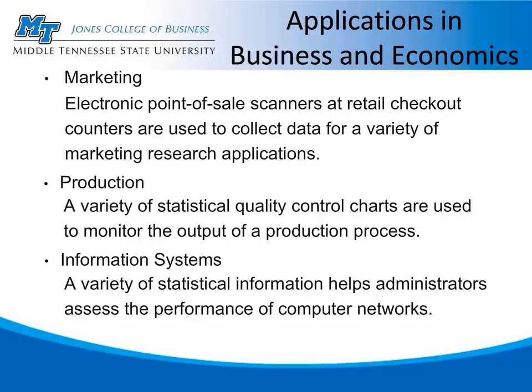but they also use it in testing things. When they come up with new products or new ideas, they use test markets, which is essentially a sample, to see whether or not they want to market it to their entire set of customers. Production, they make use of statistical quality control to see whether or not the production process is proceeding as it's supposed to. In information systems, you can analyze the performance of your computer networks.